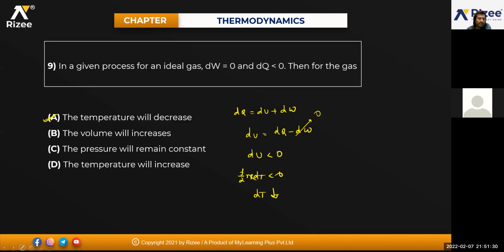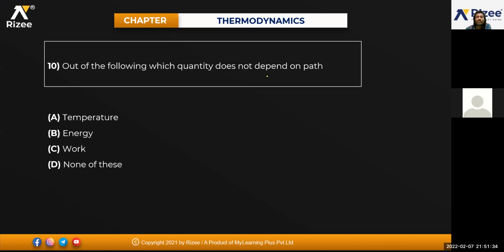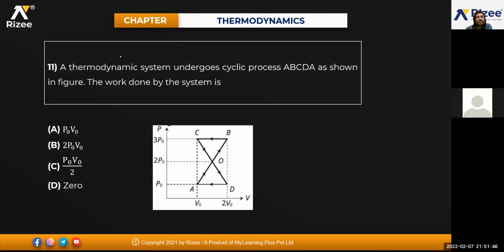Then, madam. Next one. Out of the following, which quantity does not depend on path? Temperature, energy, work, none of them. Can anyone tell me better? Temperature depends only on initial and final. It is path independent, like internal energy. Direct question. Next one. A thermodynamic system undergoes a cyclic process A, B, C, D, A as shown in the figure.